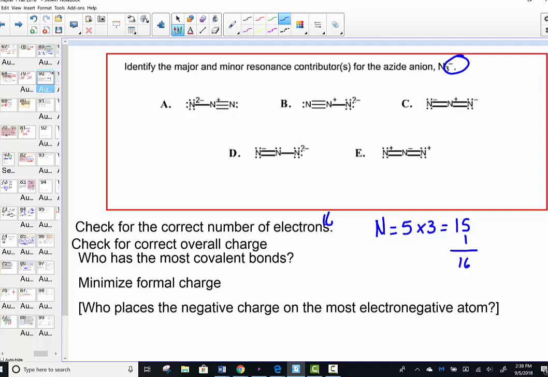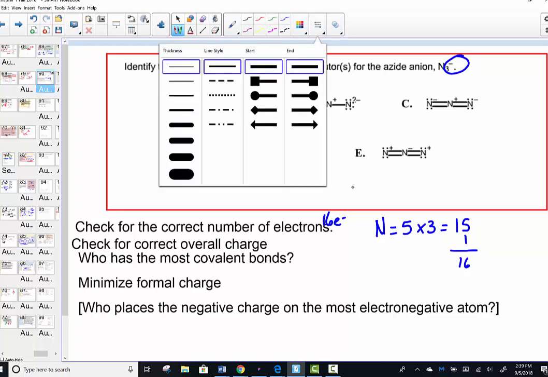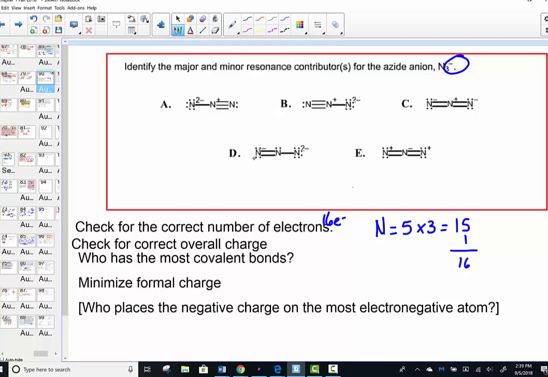Some of these structures may not have 16 electrons. For example, and I want to make that pen thin so I can write smaller. 1, 2, 3, 4, 5, 6, 7, 8, 9, 10, 11, 12, 13, 14, 15, 16, 17, 18. Letter D, when I count the shared pair in a bond is 2 electrons, and each lone pair, of course, is 2 electrons. I count 18 electrons on structure D. Well, that helps me eliminate letter D quite readily because it has an incorrect number of dots.